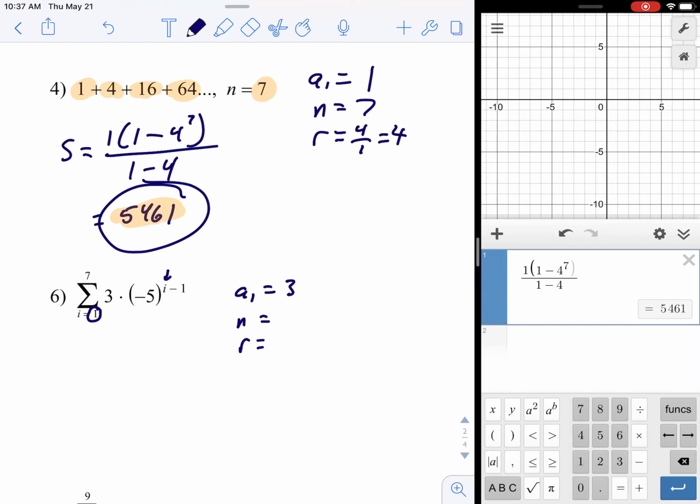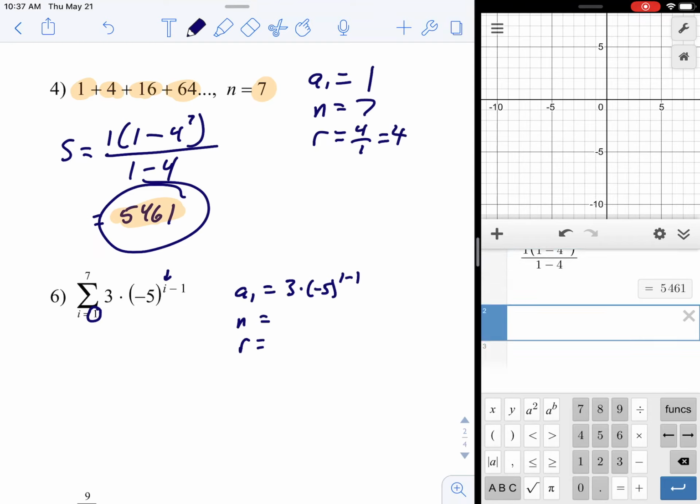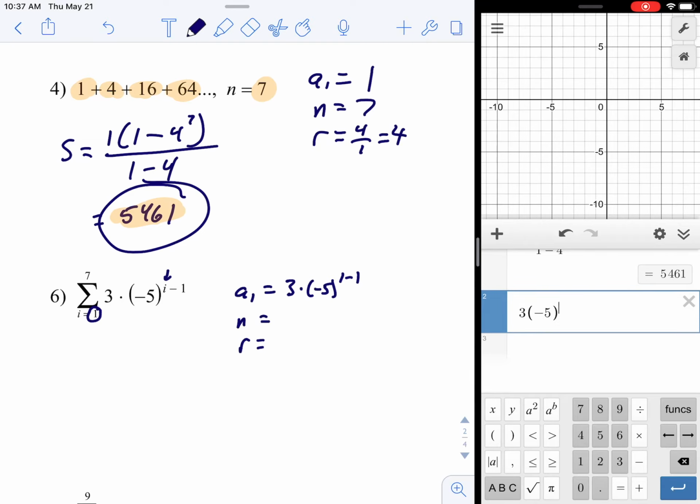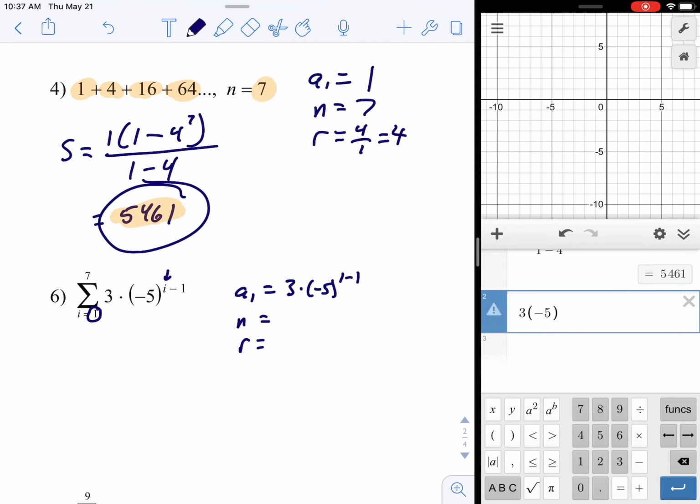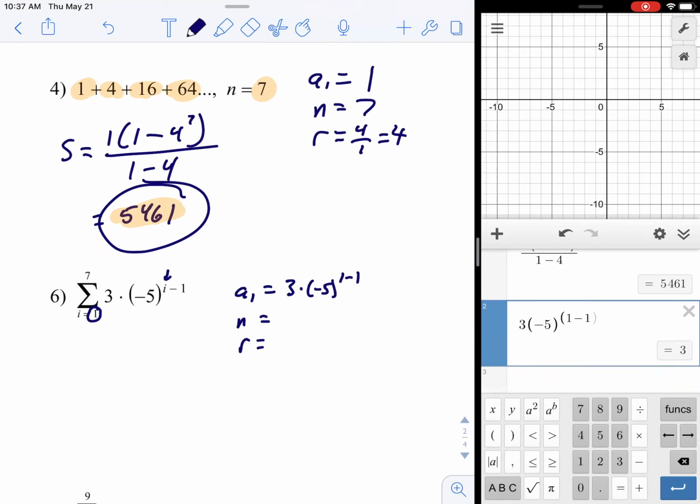So we need to do 3 times -5 to the 1 minus 1. Now you can work this out in your head. It's actually surprisingly easy, even though it looks complicated, but I'll work it out here. Look how I have to do that power in parentheses like this. And this works out to be 3. The reason is that 1 minus 1 is 0, anything to the 0 power is 1, and 3 times 1 is just 3. So A1 in this problem is 3.